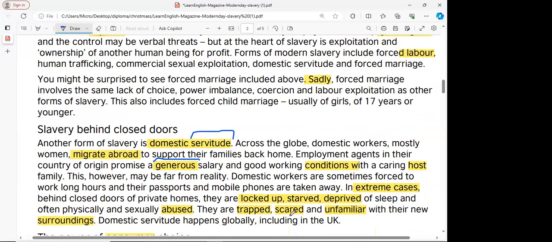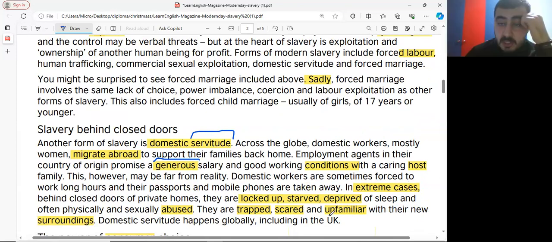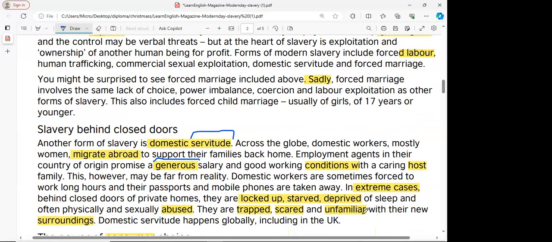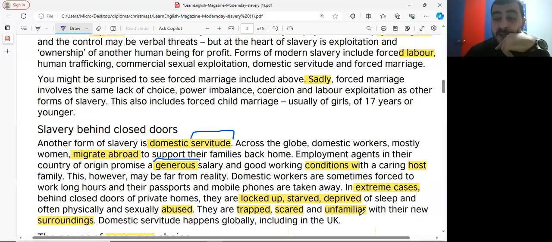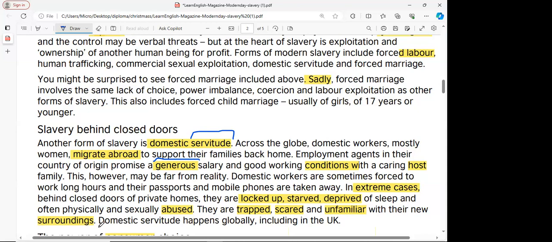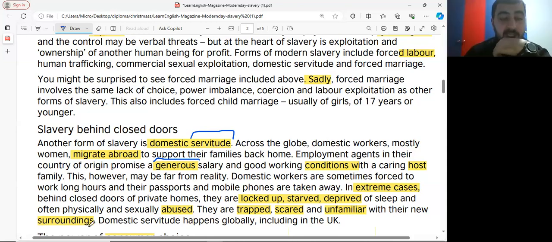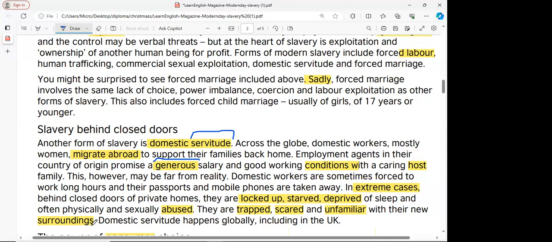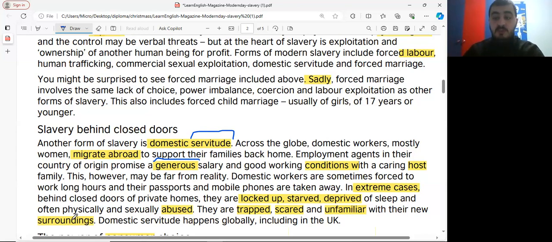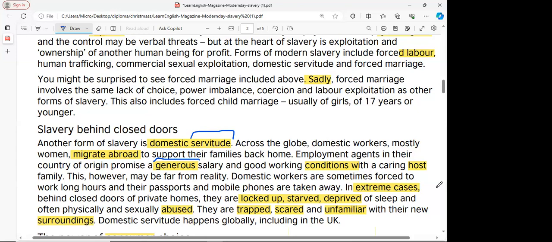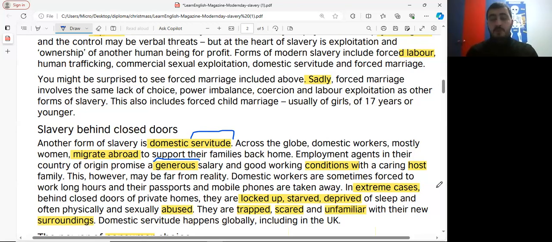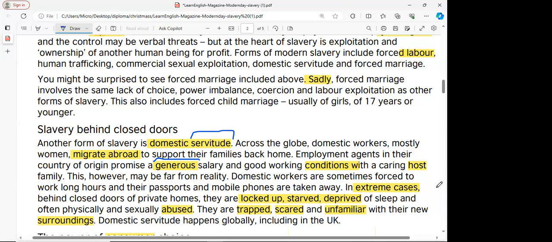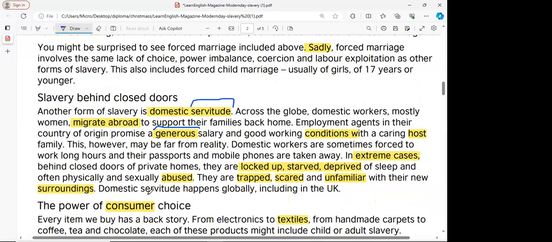Scared. شو يعني scared؟ خايفين. بالضبط. This one? Unfamiliar. Unfamiliar. Yes, good job. This one? Surroundings. وإيش يعني surroundings؟ Surroundings. حول أو محيطا. بالضبط. الأجواء المحيطة أو البيئة المحيطة. Okay. This one?